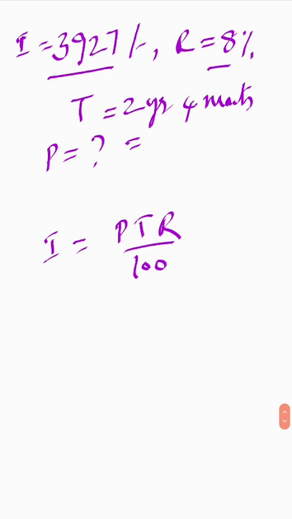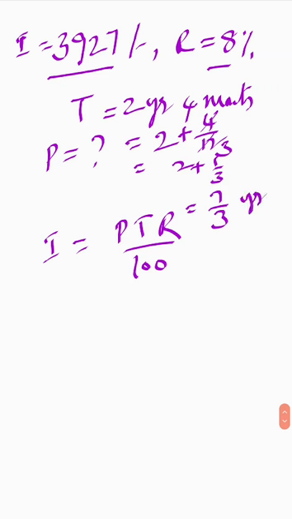So if we convert this 4 months into years, what happens? 2 plus 4 months, how to convert into years? 4 by 12. If we cancel, 4 3s are 12, so 2 plus 1 by 3 will be left, and 2 plus 1 by 3 means 3 2s are 6, plus 1, 7 by 3 years. We converted into years. Whenever they give months, just convert into years in simple interest problems. So finally we got all the values.